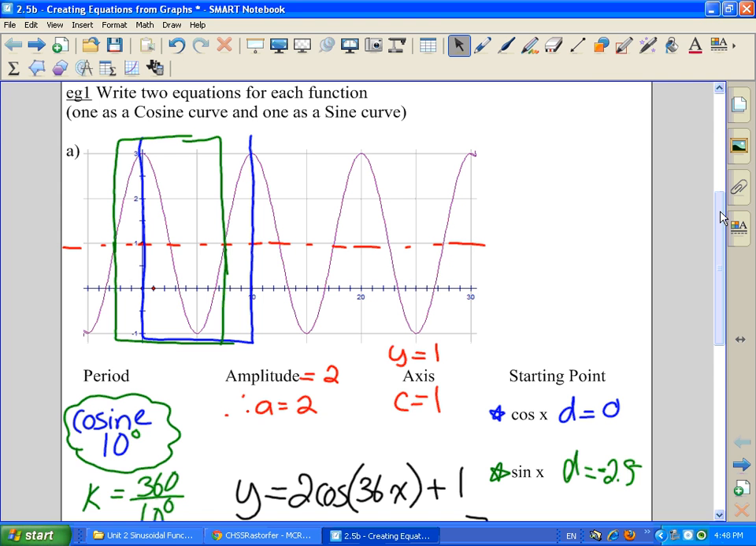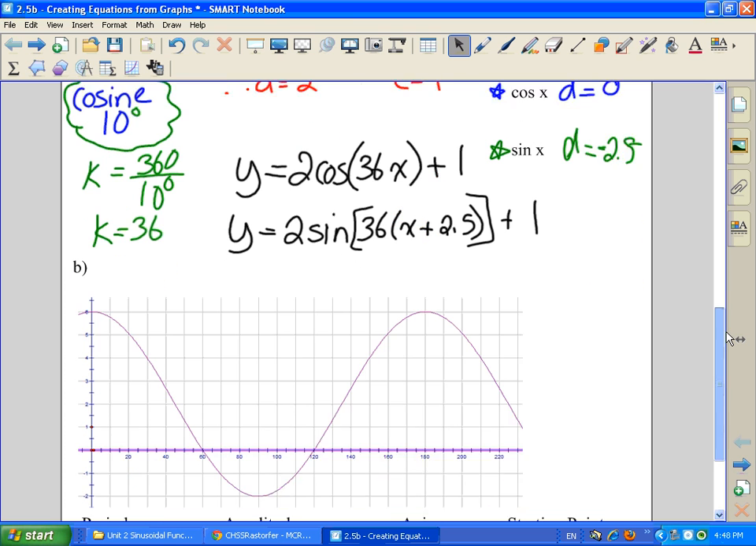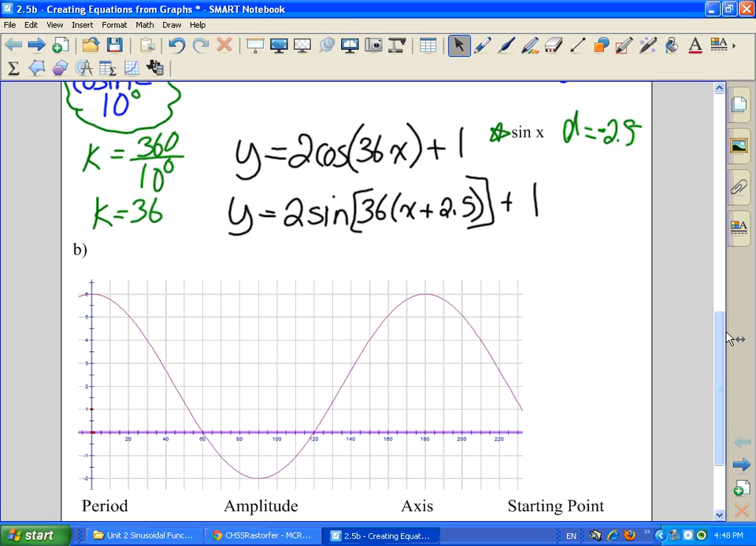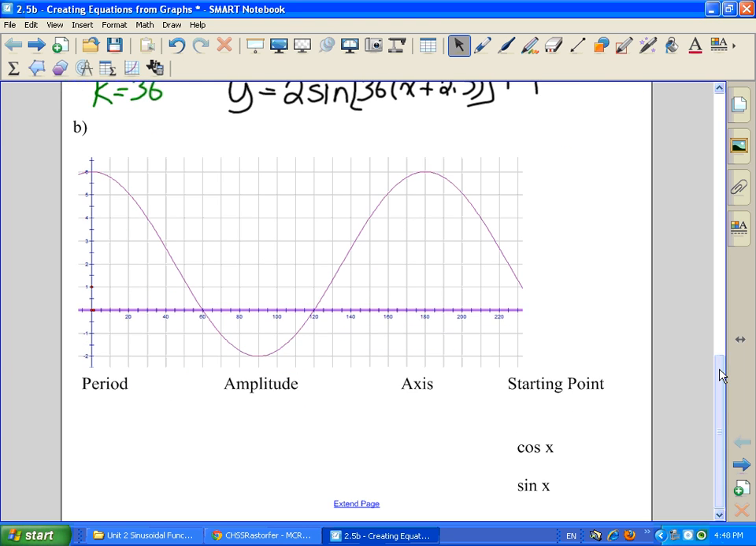And that is true for all of these waves because remember the definition of a sinusoidal can be a transformation from either the cos x parent function or the sine x parent function. Let's try a second one here. Okay. Taking a look at the second one.